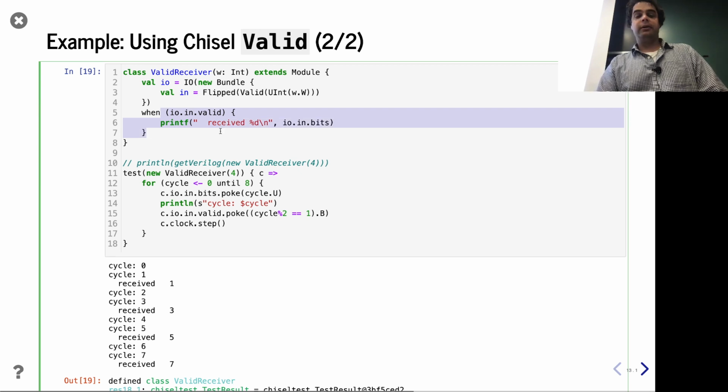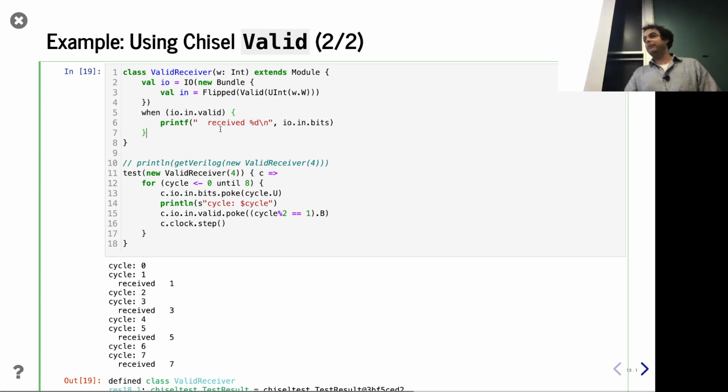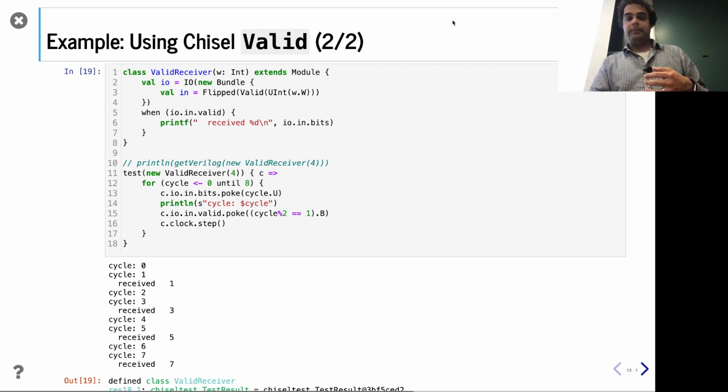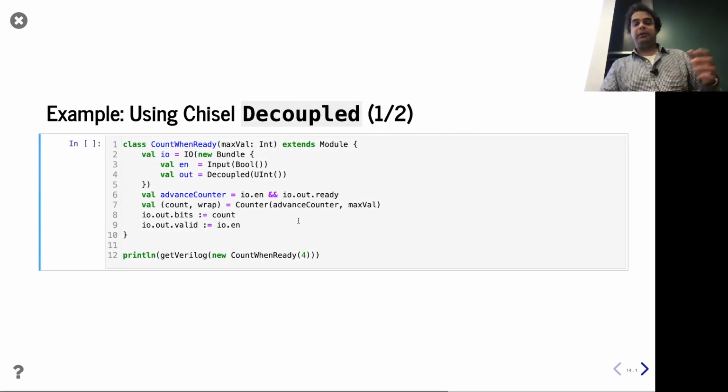This is one of those cases where you could do this with a mux or something, right? But with the when, it's a little bit more graceful to capture, here's a condition that's happening, and then I want to make certain connections based on that. Cool. Okay. So that was valid, which remember only adds in the valid signal.